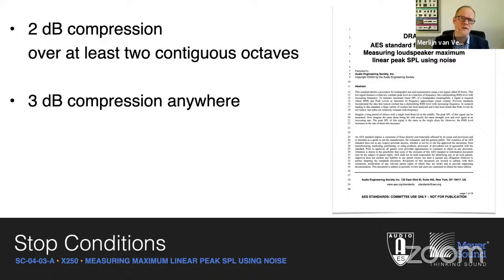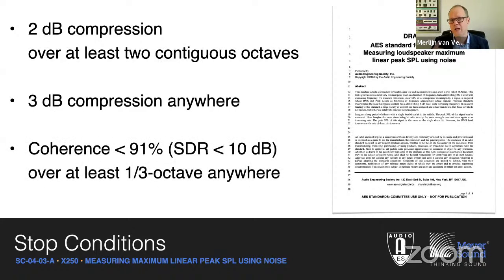from existing standard work. And then finally, we're not only interested in compression or possibly even limiting, we also want to look at distortion, and that's where coherence enters the equation. So the third stop condition is that once the coherence drops below 91% over a frequency span in excess of 1/3 octave, anywhere within the system operating range, that's another red flag, another criterion to stop increasing the drive level and start documenting the SPL.